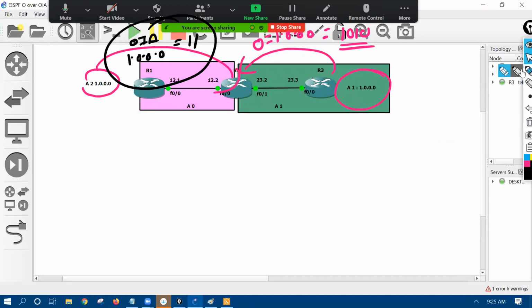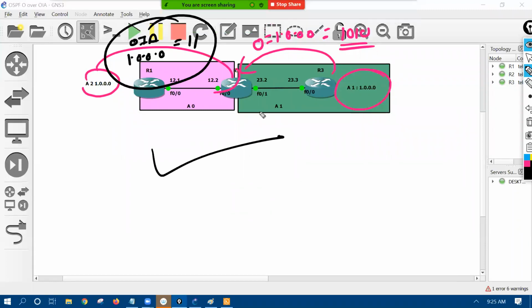This is the most important practical you have to do, guys. This is the kind of practical you will get in the exam, not just configuring OSPF and something like that. In troubleshooting in the exam, this is the question that you get over there.